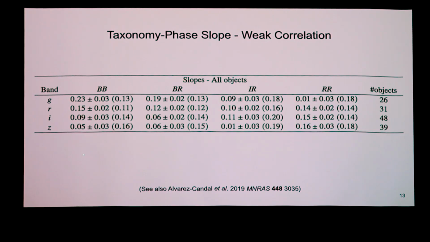Well, I know tables are not comfortable, but one interesting thing to see here is that in the G-band, we see a decrease in the steepness of the slope from the bluest to the reddest objects. Here, for the bluest objects, we have a decrease in steepness from the G to the Z-band, and the other way around for the red objects.